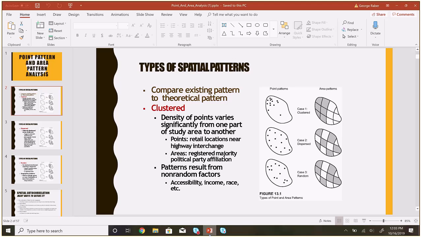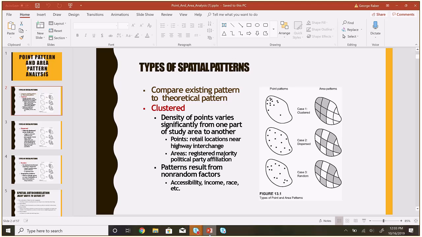Hey, Elvis. They can relate to both points and areas. So we've got an example of a clustered point pattern and a clustered area pattern, and a dispersed area pattern and a dispersed point pattern. Okay.